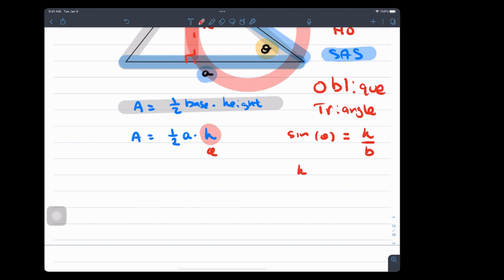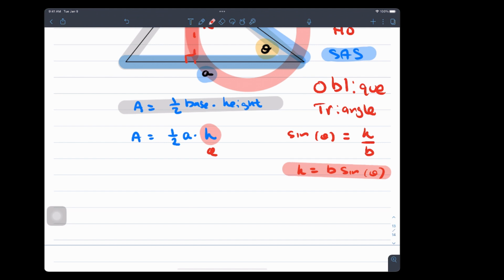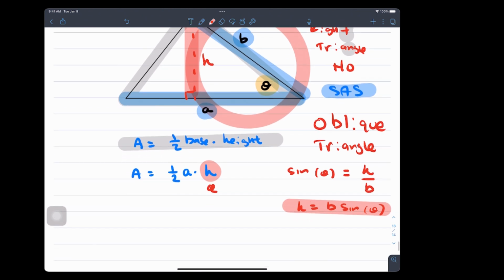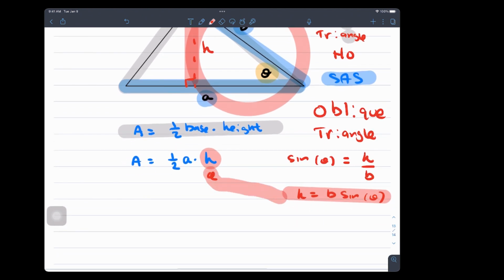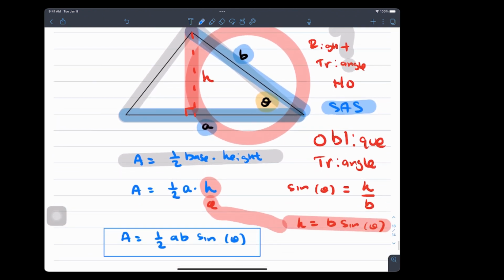Now, what does that mean about H, ladies and gentlemen? I can solve for H. H is going to be B sine theta. This is an important detail. I can substitute H with B sine theta. So you have 1/2 AB sine theta. This is the area, ladies and gentlemen. This is an area formula for a triangle.